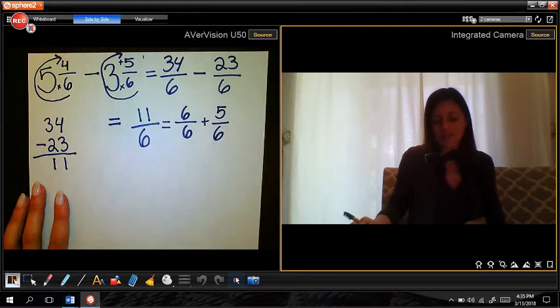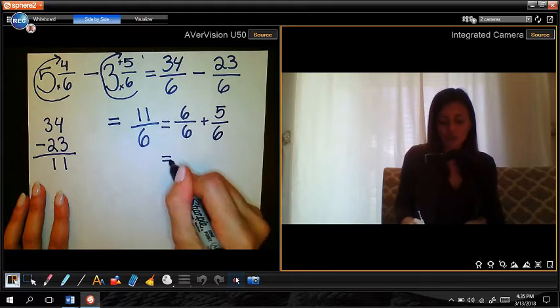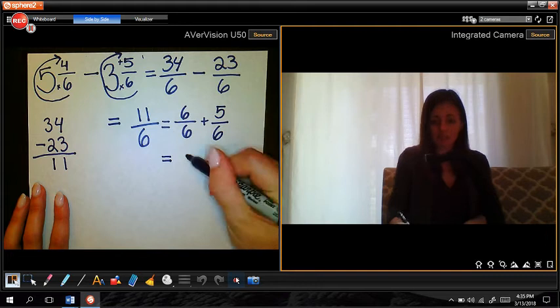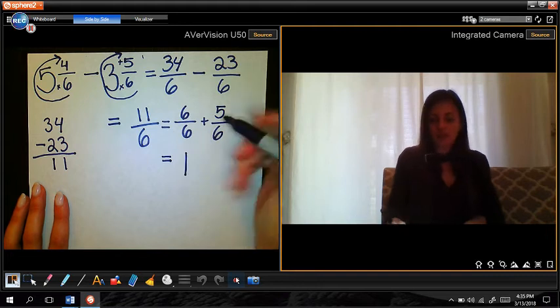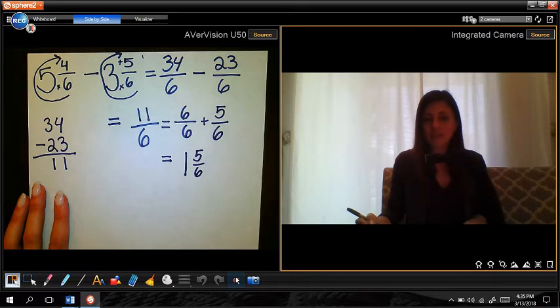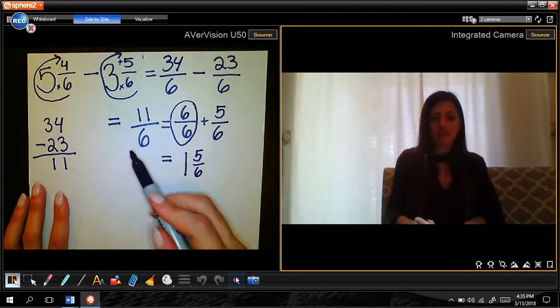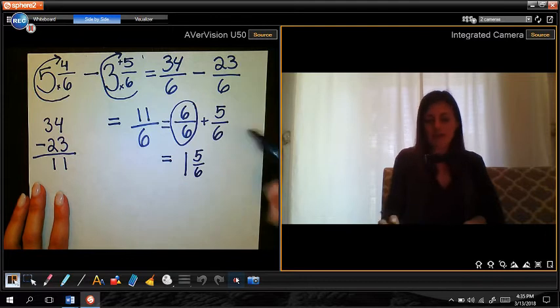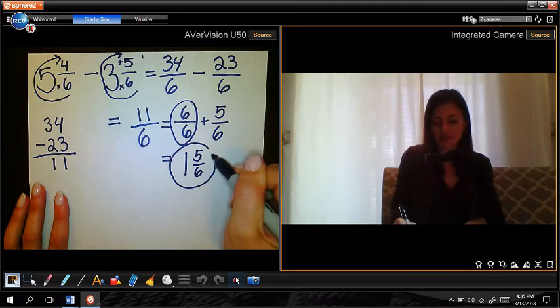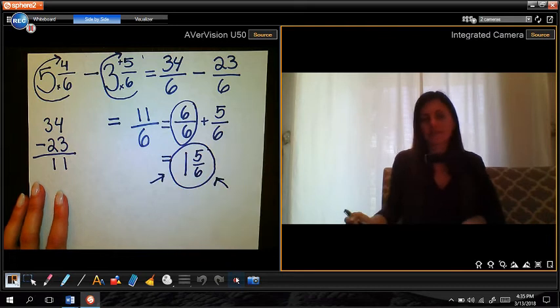over 6. So now that I've decomposed my improper fraction here, I can turn that into 6 over 6, which equals 1 whole, and 5 over 6, which is my leftovers. So my final mixed number is the 1 whole, 6 over 6, that I was able to pull out of 11 over 6, plus 5 over 6, leaving my final answer as 1 and 5/6.